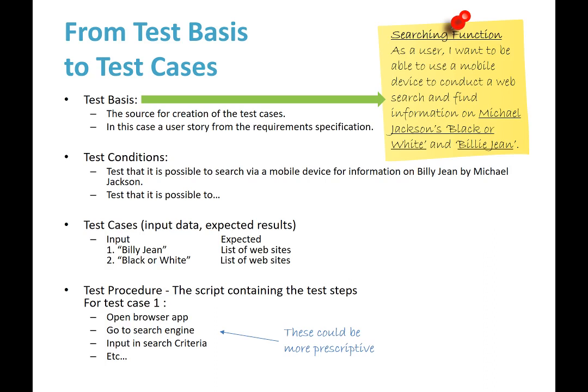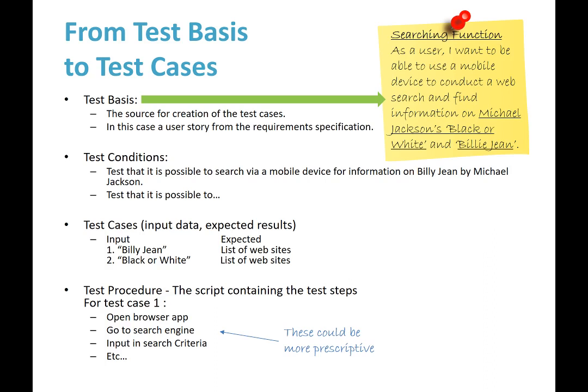Now you'll note that the test cases here just have the list of inputs and the list of expected outputs that we have coming. The test procedures is the other side of the coin. The test procedure tells us how we're actually going to execute the tests. How we're actually going to execute each of our test cases. So in this case, for test case 1, which is searching for Billie Jean, we've got the list of instructions. We open the browser app, we go to our search engine, we input our search criteria, which in this case is Billie Jean, and so on and so forth.